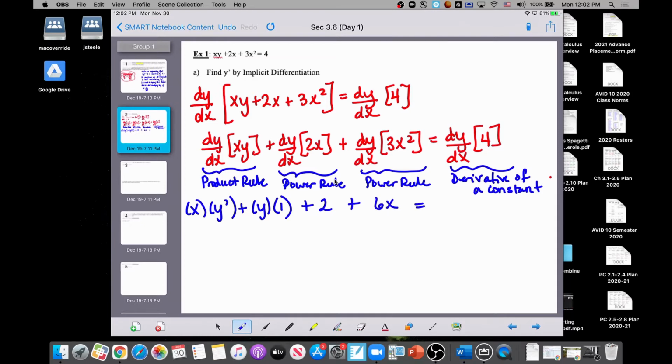On this side, the derivative of a constant term is 0. All right, so now the next step in this process would be to solve this resulting equation for y prime. So any term that does not contain y prime, I'm going to move to the other side of the equal sign. So my first term is x times y prime, but then the other three terms, y times 1 is y, and then 2, and then 6x, all of those do not contain y prime, so I am going to subtract them over to the other side of the equal sign.